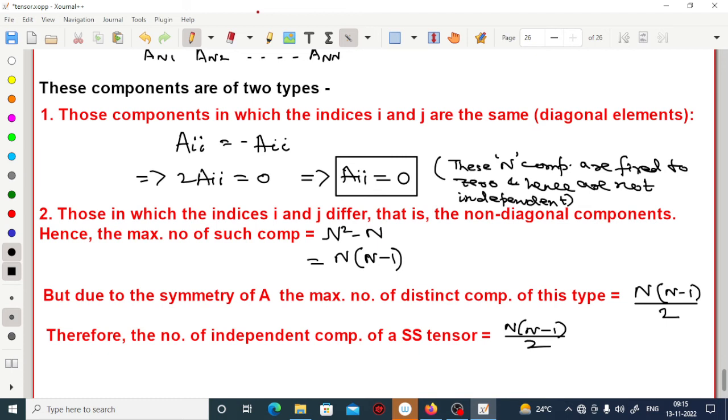এটা 3 আসা উচিত, মানে a12 a21 একটা সেট, a13 a31 another set and A23, A32 another set. So this should come out to be 3. So let us check it. So 3 into 2 divided by 2. So it is 3. So the answer is correct.